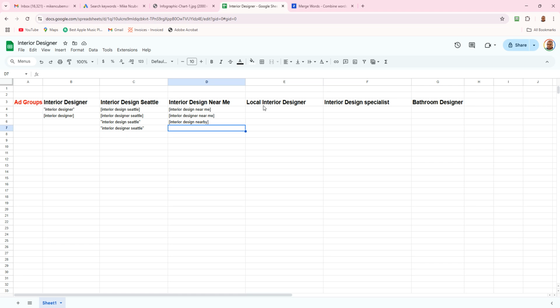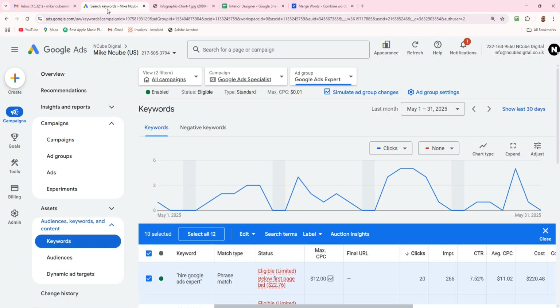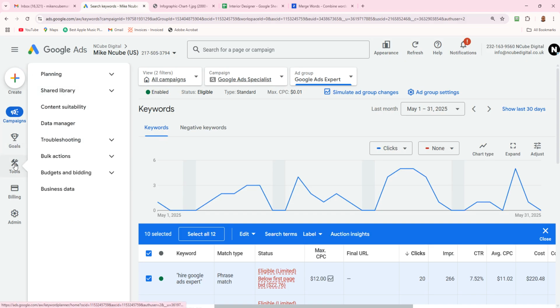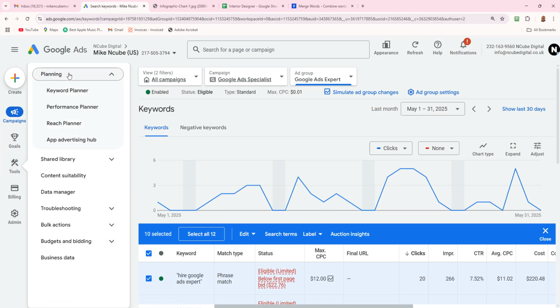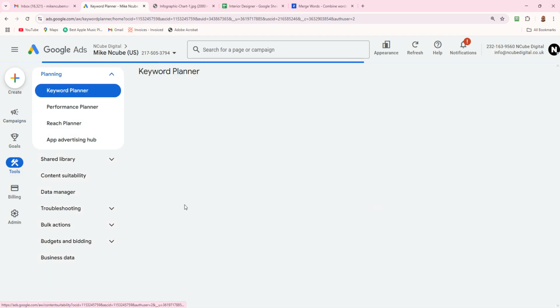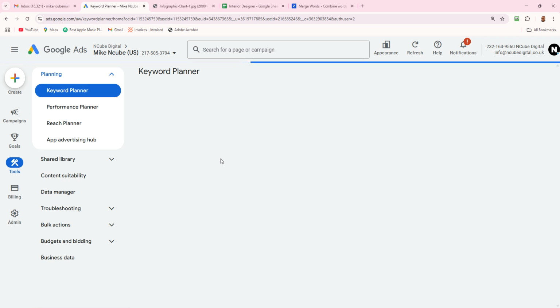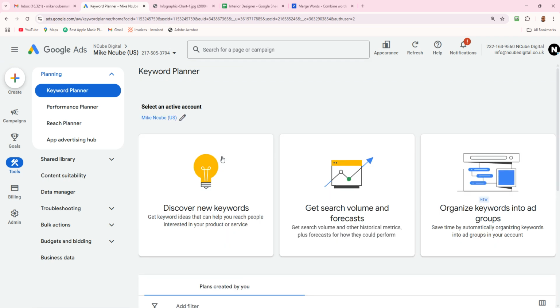So the ad groups you can structure any way, but they should be tightly themed together and separated so that you can make your ad groups targeted. But if you wanted, you could also start with the keyword planner tool. So if you go to tools in Google Ads and then keyword planner, what this tool is going to do is help you just get started.